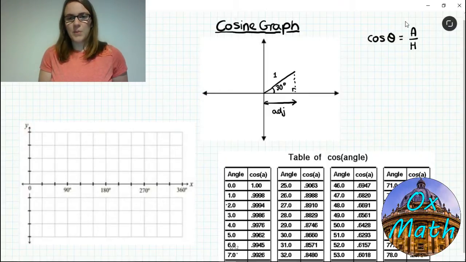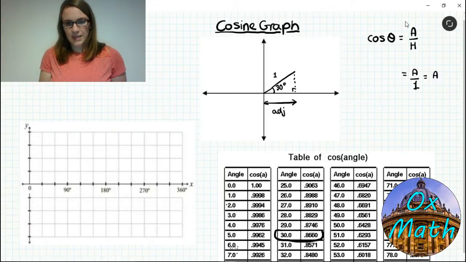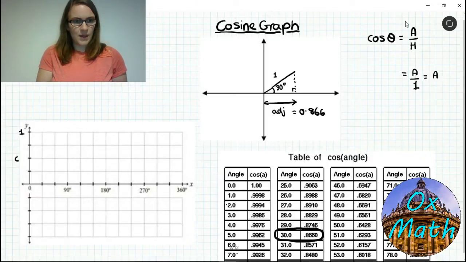And because our hypotenuse is 1, adjacent divided by 1 is just equal to the adjacent. So the length of this line will actually give us our value for the cos of the angle. If we measured that then, or looked it up in the table, cos of 30 is 0.866, so that line would be 0.866 in length if our hypotenuse is 1. If we make that 1 and that 0.5, we can plot a point at 30 degrees and 0.866, which will be somewhere around there.